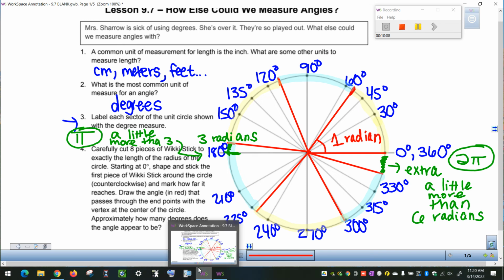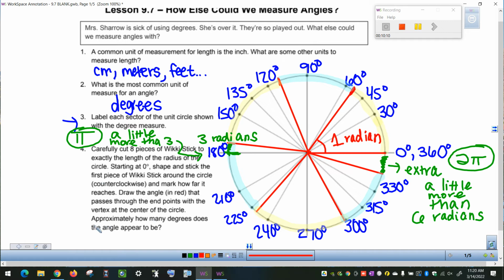So a couple of things that are special here about this picture is that 1 radian is the angle created when the arc length, the circular part here, is equal to the radius of the circle. And the second thing is that there's 2 pi radians in the full circle.